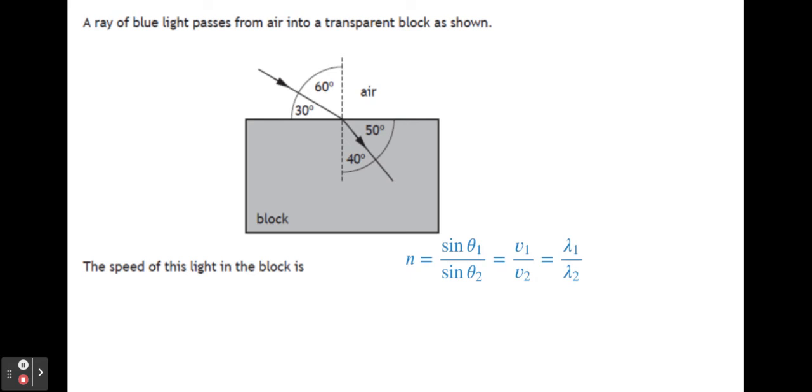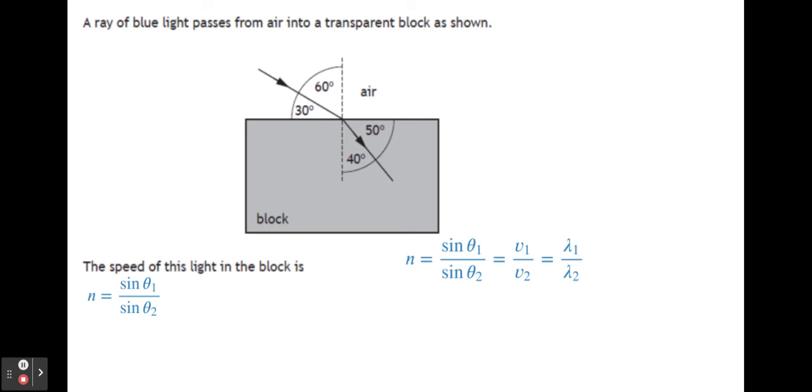So the refractive index is equal to sine theta 1 over sine theta 2, but also equal to v1 over v2. We can ignore the wavelength bit in this case. So we could do this in one quick step and just do sine theta 1 over sine theta 2 equals v1 over v2, or we can be a little bit cautious and work out the refractive index and then work out the speed second. And that's what I'm going to do. So I'm going to start with n equals sine theta 1 over sine theta 2.